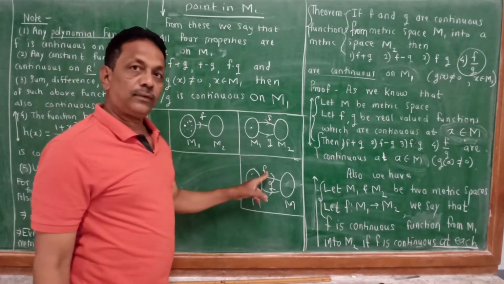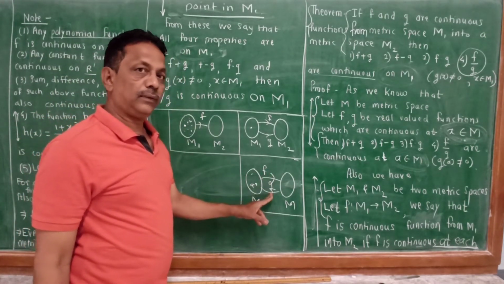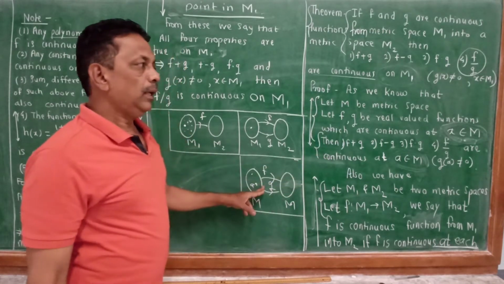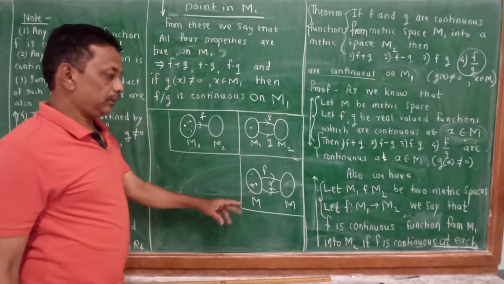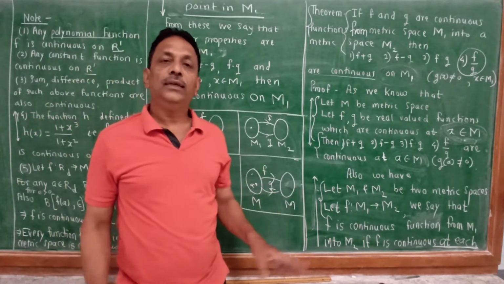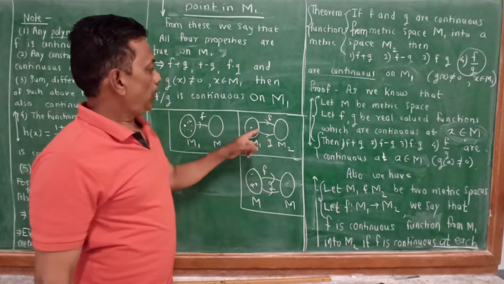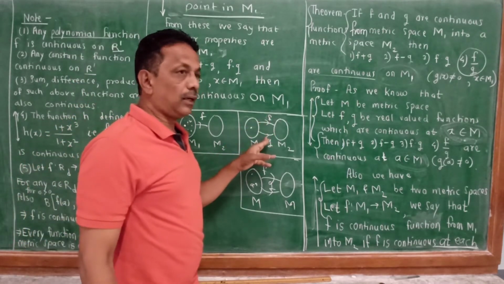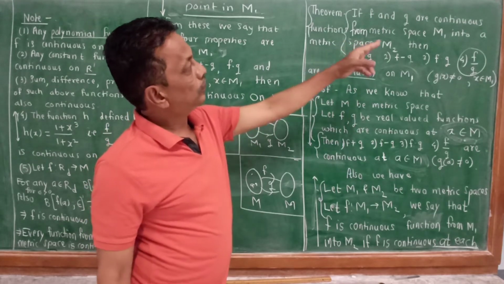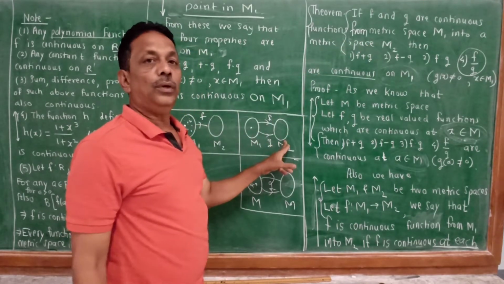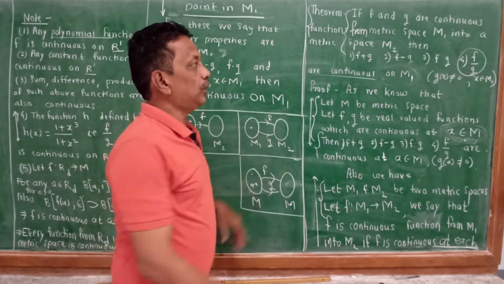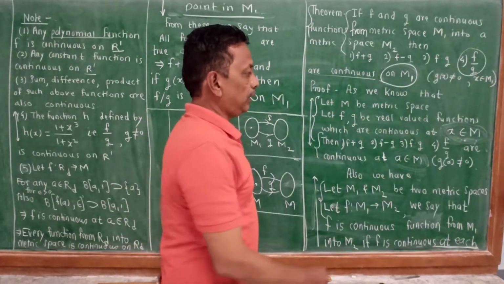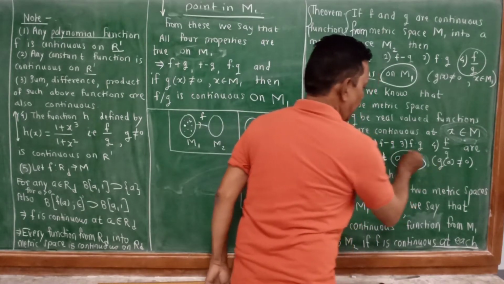Here both functions are real valued functions and we have to say that the function is continuous at a belongs to M1. Then the algebra of that is also continuous. This is what we want to prove. What do we want to prove? F and g are continuous functions from metric space M1 to M2 and the algebra is continuous on M1. Therefore our intention should be here.